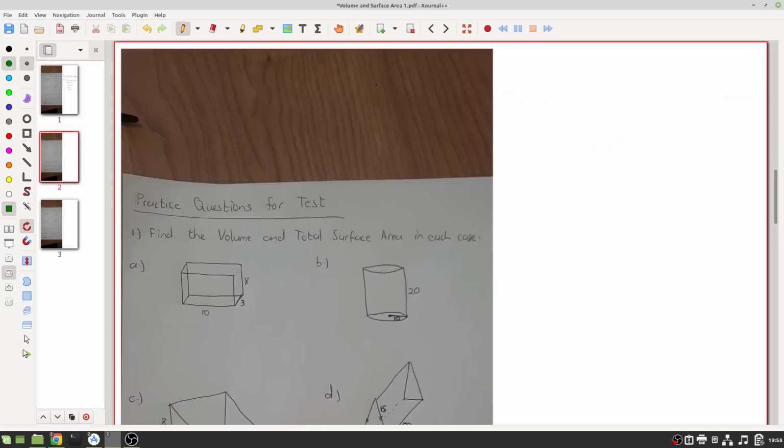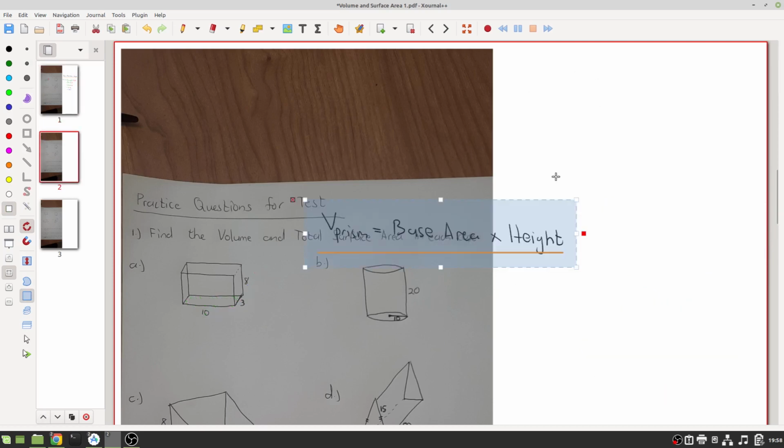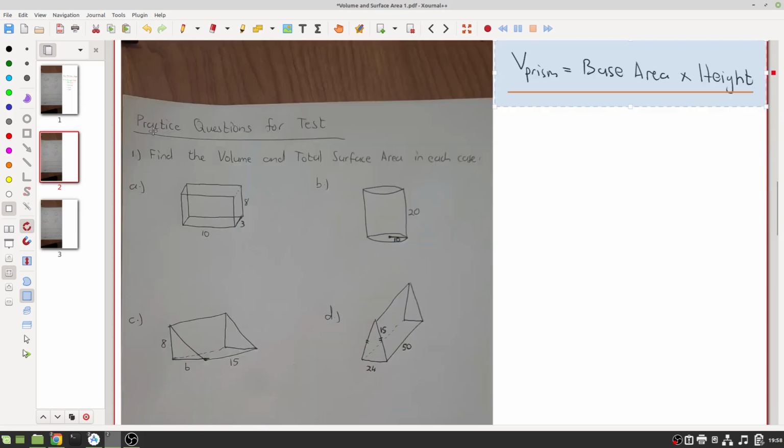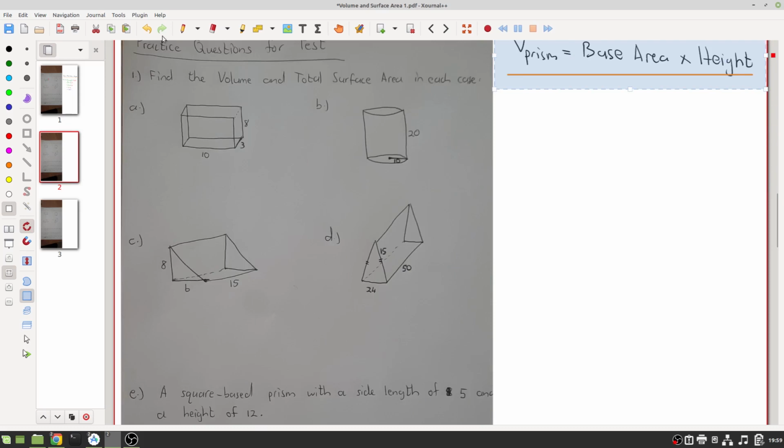Okay, so question B, we still have, let me actually copy this formula so we can just reuse that and have that as a reference in each case. So here we have our formula for the volume of any prism. And we are now looking at the cylinder, the second shape. Okay, so again we're going to have our volume is going to be equal to the area of our cylinder, not the cylinder. What is the base shape here?